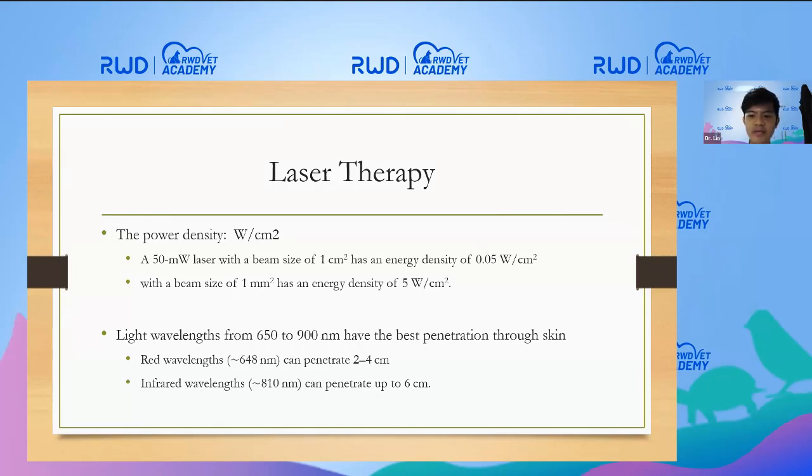Energy transmission through the skin is also affected by absorption of light energy by skin structures. Light wavelengths from 650 to 900 nanometers have the best penetration through skin. Lower wavelengths are absorbed by melanin and hemoglobin, and wavelengths longer than 900 nanometers are absorbed by water. With a well-focused laser beam, red wavelengths can penetrate 2 to 4 centimeters beneath the skin surface, and infrared wavelengths can penetrate up to 6 centimeters.